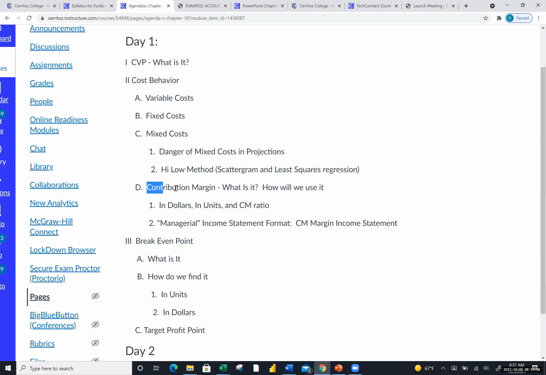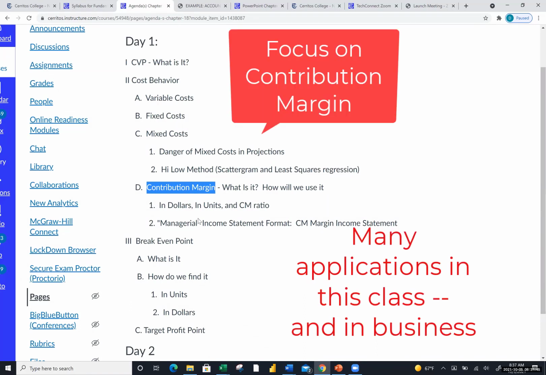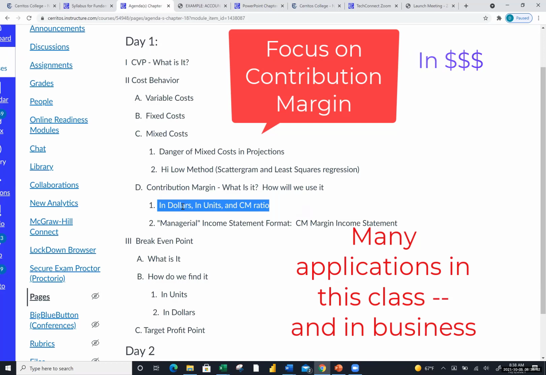And then we'll focus on the contribution margin, and that's probably the most important thing we're going to talk about after how costs behave. What is this thing called the contribution margin? What is it, and how are we going to use it in this class? And every single time I get the opportunity to do this, even if the book doesn't ask us to, I'm going to express it in three ways. I'm going to express it in dollars and in units, and then also as a ratio, which we're going to call a contribution margin ratio.